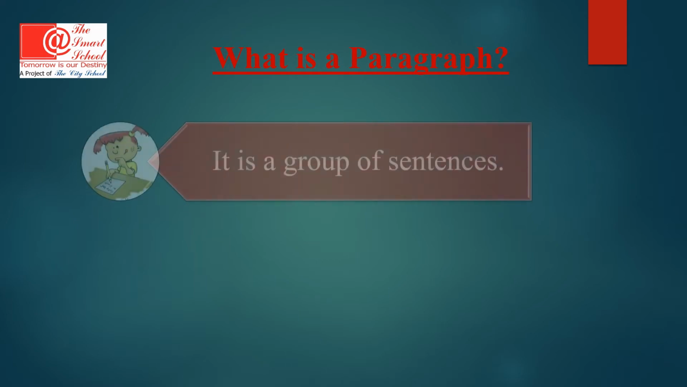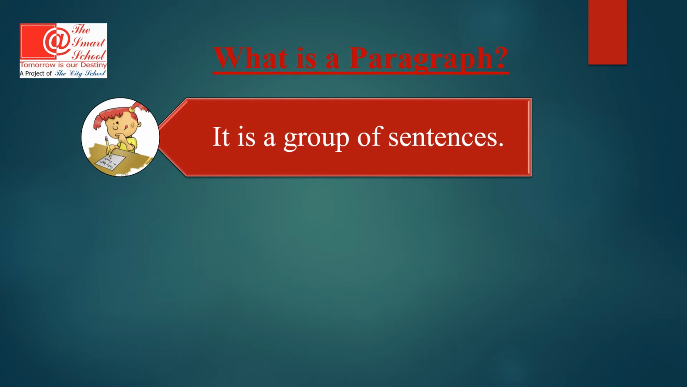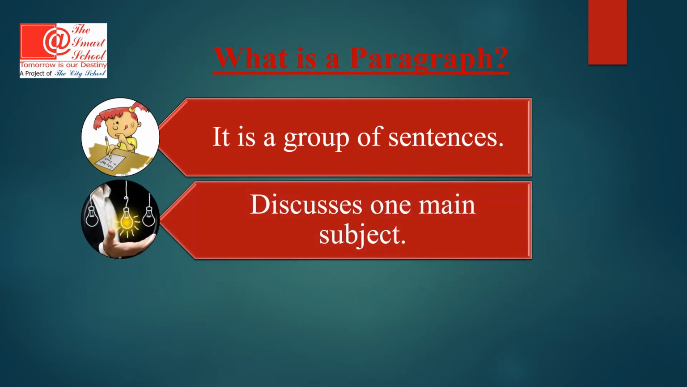Now let's look at it carefully. What is a paragraph? A paragraph is a group of sentences. There can be 4, 5 sentences in there. You discuss in one paragraph only one main subject. You pick one theme for that paragraph and you concentrate on that. If you're talking about advantages of something, you only mention advantages in that paragraph. If you want to add disadvantages, then you have to go to the next paragraph.